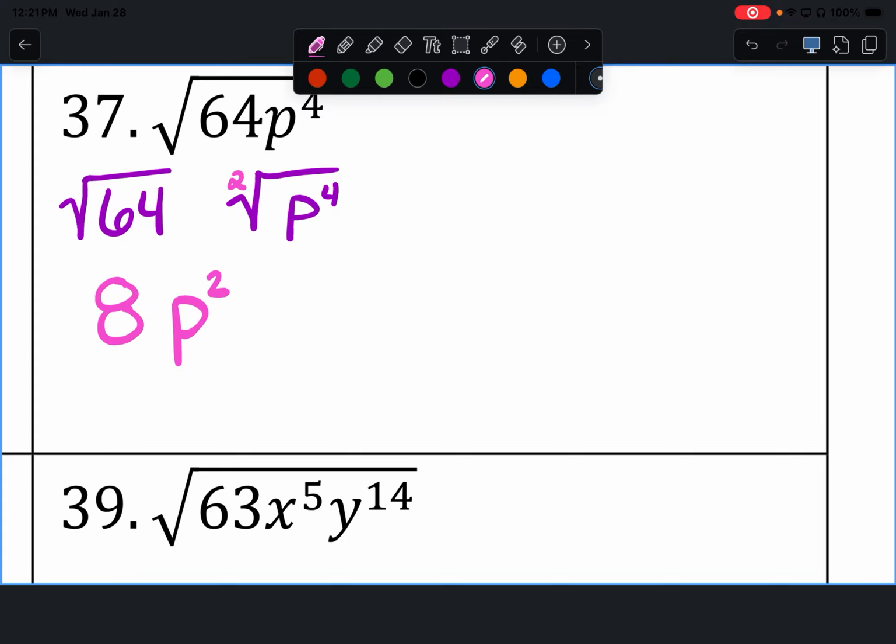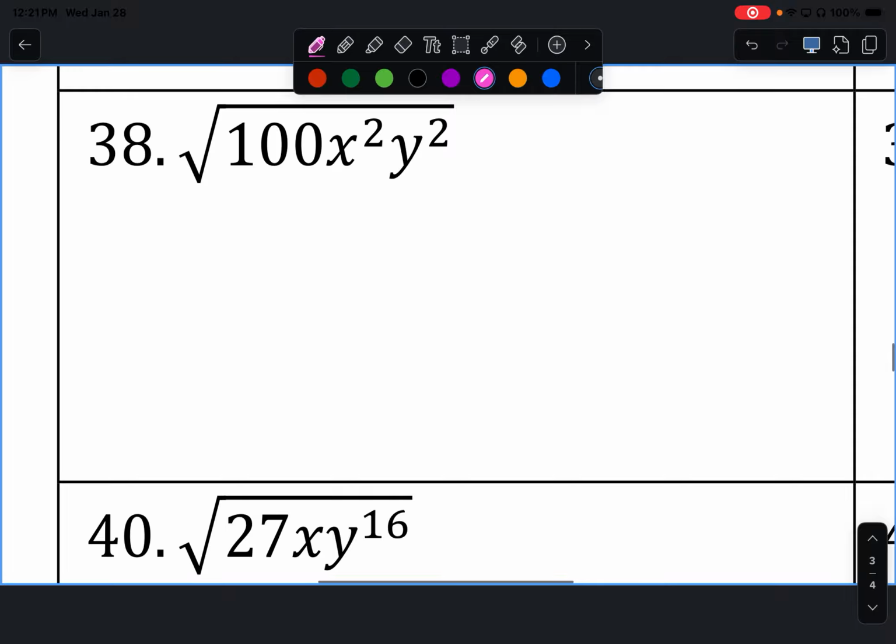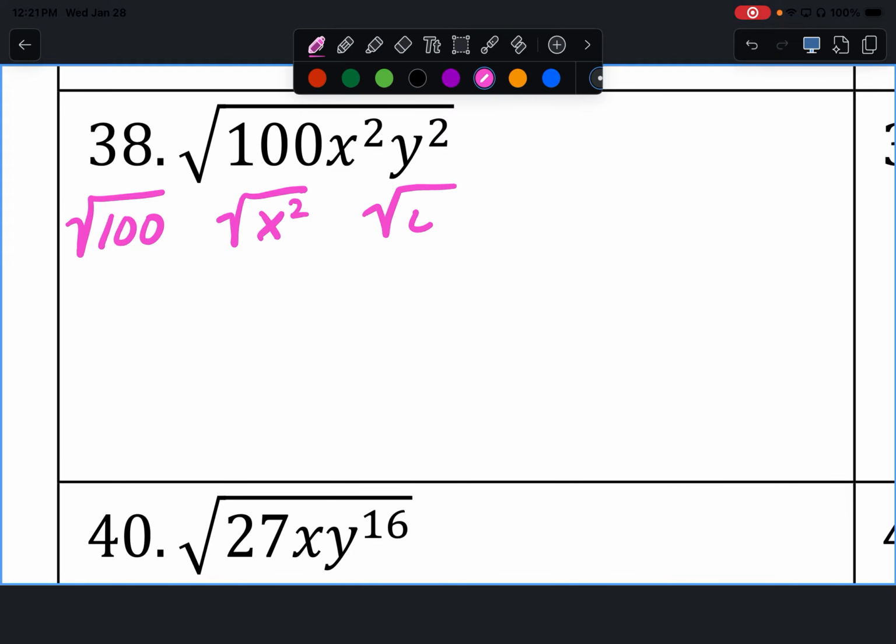All right, for 38, this has 3 pieces. So we're going to do the square root of 100, the square root of x squared, and the square root of y squared. I want you to take a second and finish that problem for me.